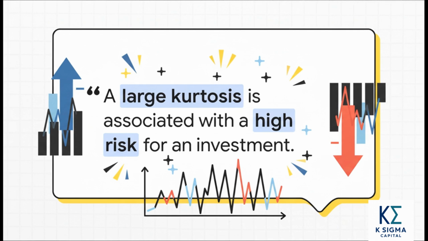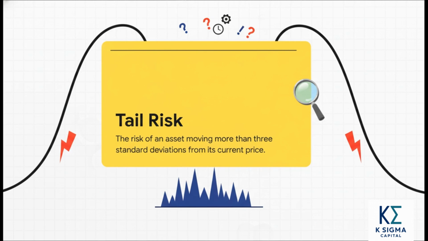or for worse. And this gets the specific name, tail risk. It's the danger that an asset makes a huge move, like more than 3 standard deviations from where it is now. And that's the exact kind of risk that kurtosis is designed to spot. The kind of thing that normal models would tell you is practically impossible.